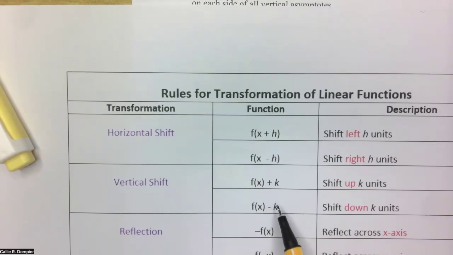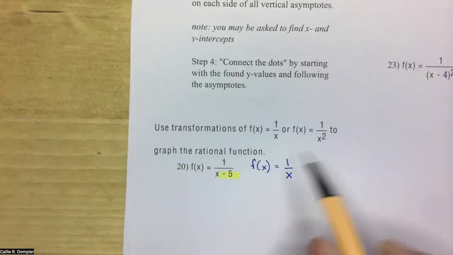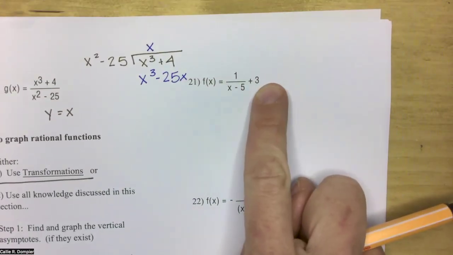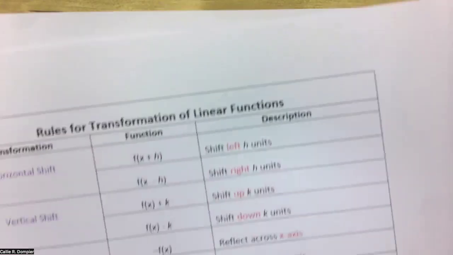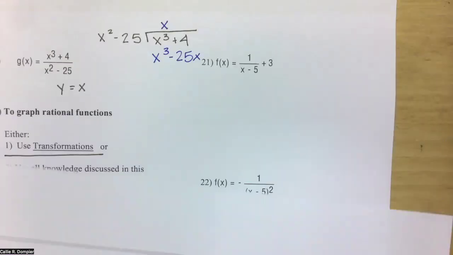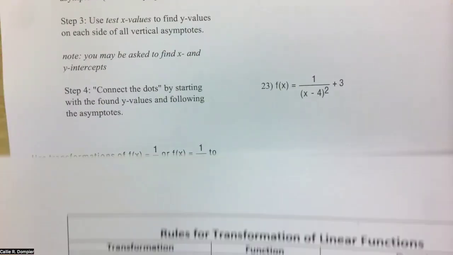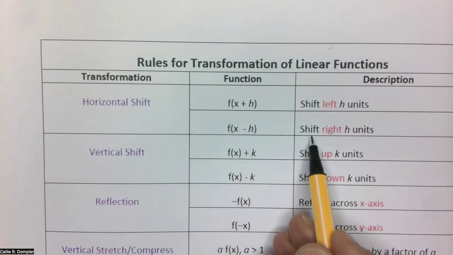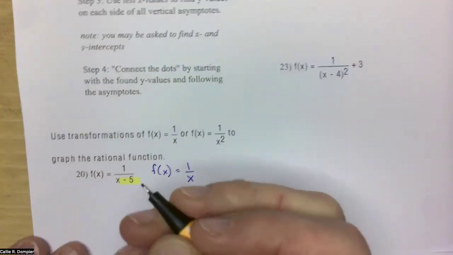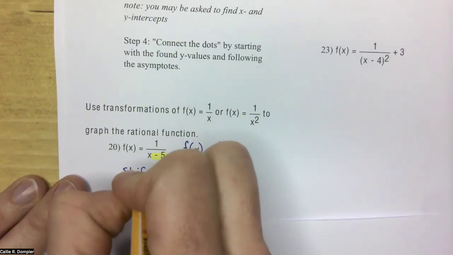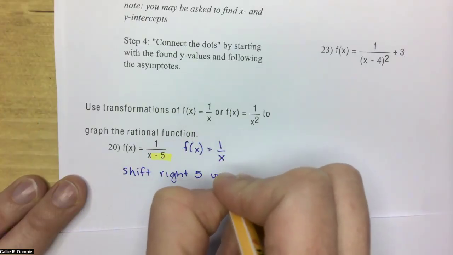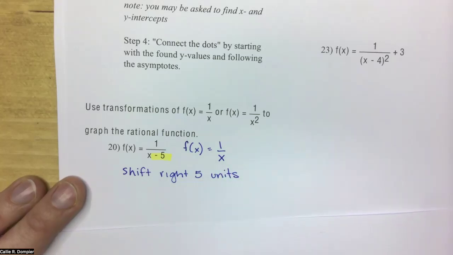If it was a vertical shift, it would be outside of the fraction. I'll show you one. Right? That would be a vertical shift because that is not within the parentheses. That's over here. Okay, so this is x minus h, so we're going to horizontally shift right h units. So that means we are shifting right 5 units based on what we know about transformation.